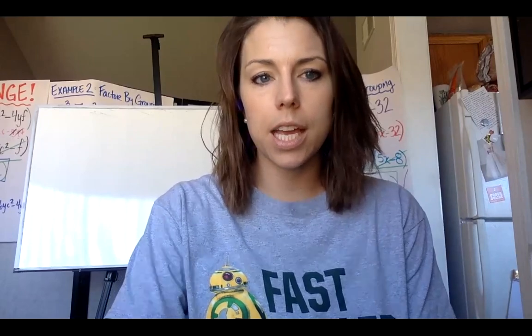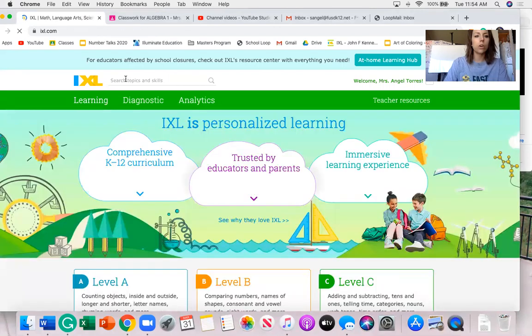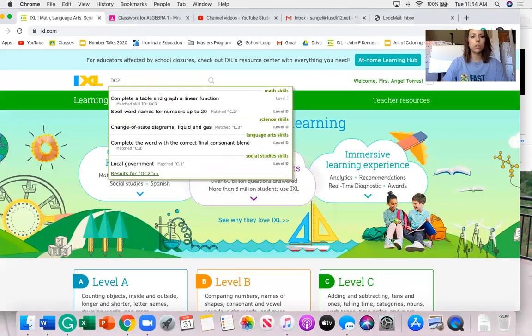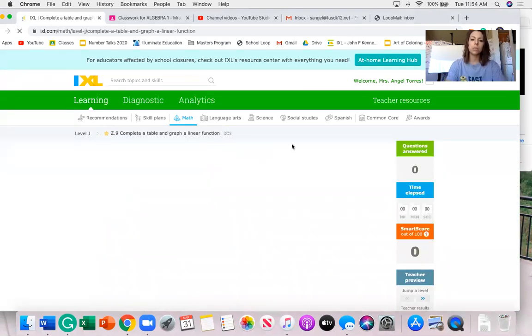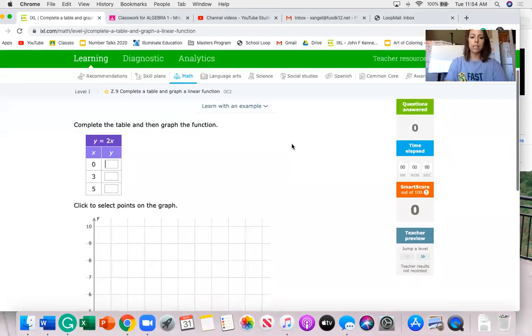Today's IXL code is DC2. So again, when you log into your IXL, you're going to go to where it says search topics and skills, and DC2, complete a table and graph of a linear function. So this is very similar to what we were doing last week. Last week we were filling in tables for functions and graphing points. Today we're putting all of it together.